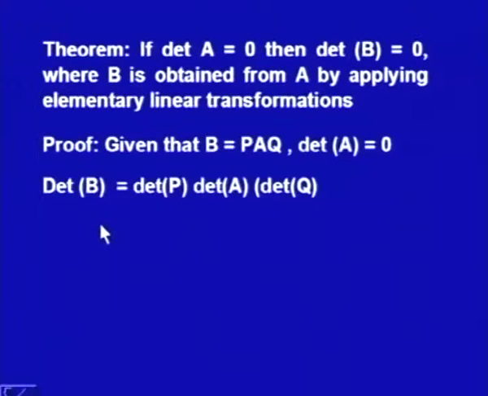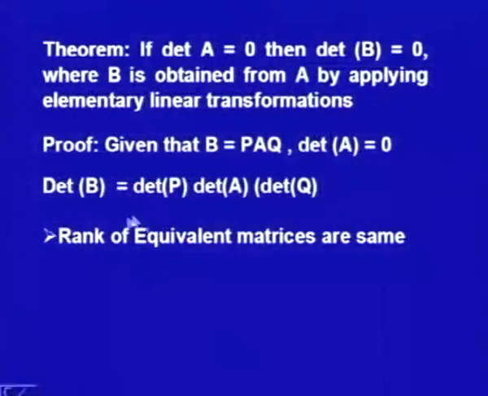So, whenever we apply a linear elementary transformation to a matrix, the obtained matrix will have determinant 0 if the original matrix also has determinant 0. So, that is the result, and since rank and determinants are related, we can say on the basis of this result that the ranks of equivalent matrices are the same.